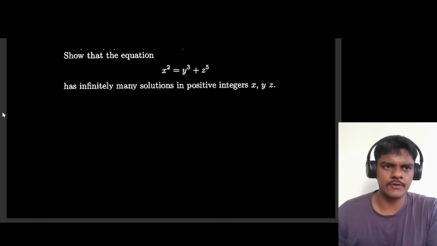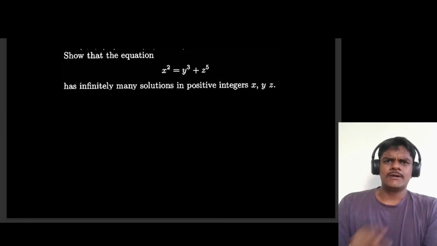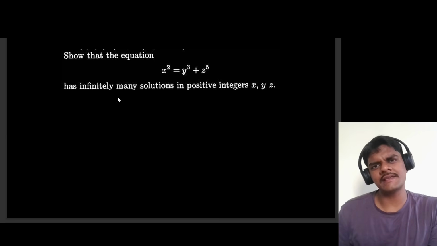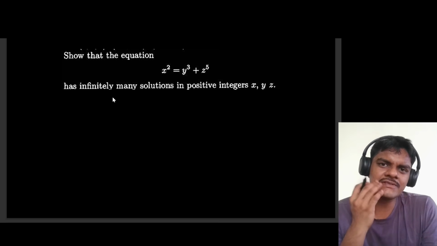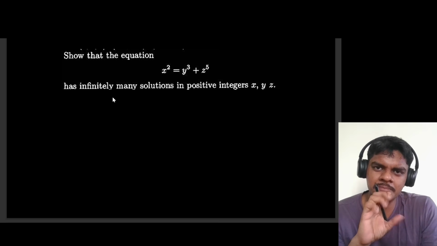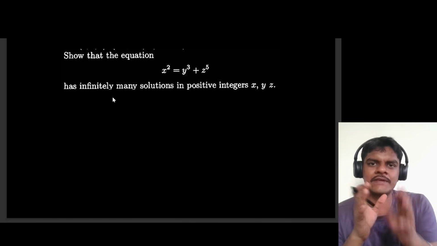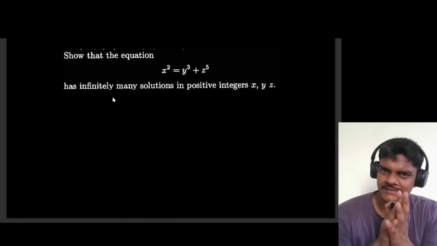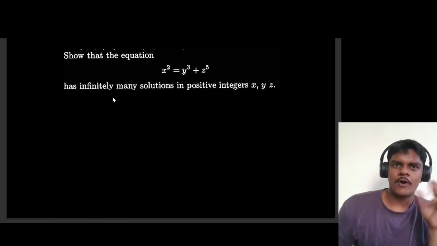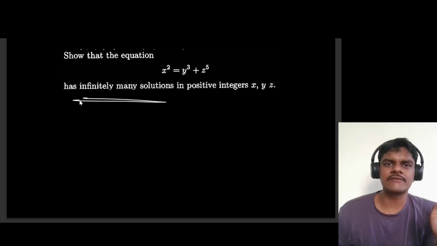Okay, I hope you have tried to get it solved. So, pretty much always we will look for some kind of parameterization, right? One thing is if we can factorize, we will try to factorize, but that's not going to work. All we have to show is that there are infinitely many solutions.